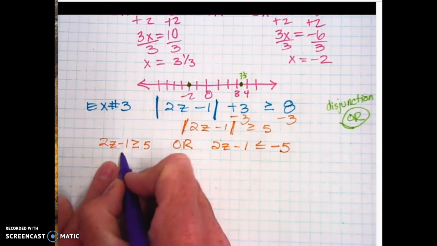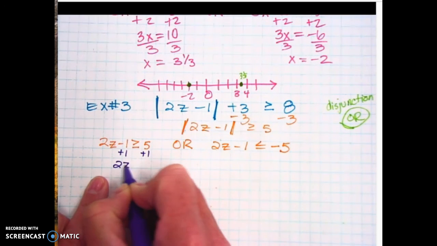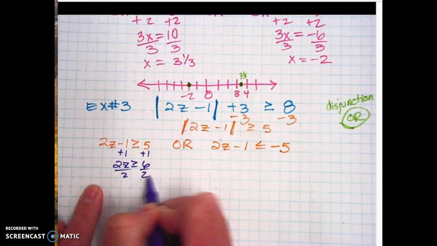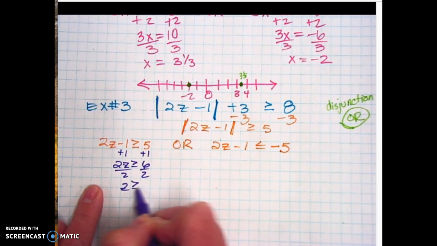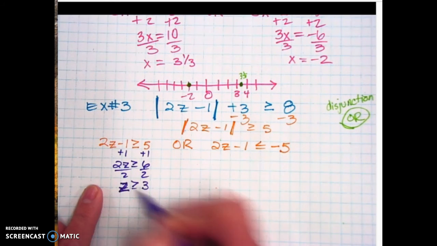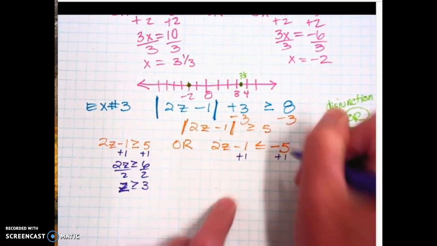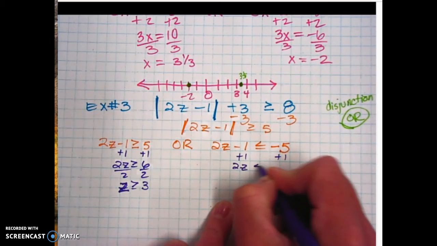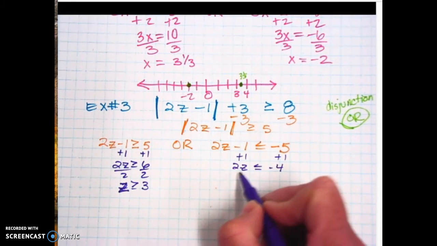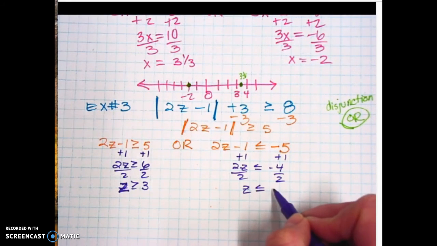Okay, so on the one on the left, we're going to add 1. We get 2z greater than or equal to 6. Divide both sides by 2. So z is greater than or equal to 3. And then the one on the right, we're going to add 1. So 2z is less than or equal to negative 4. Divide by 2. And so z is less than or equal to negative 2.